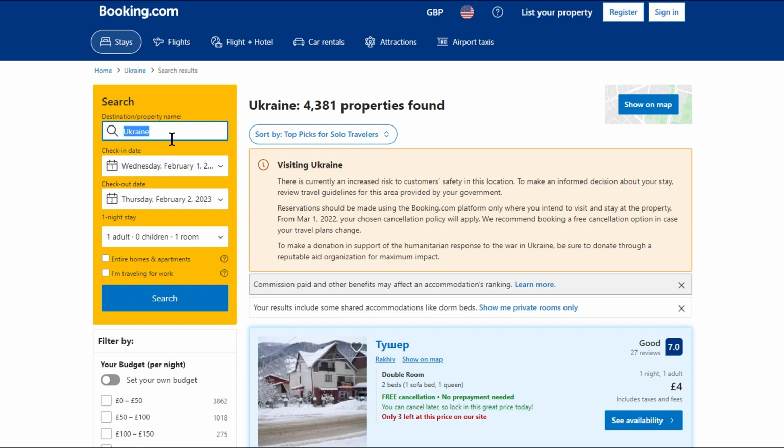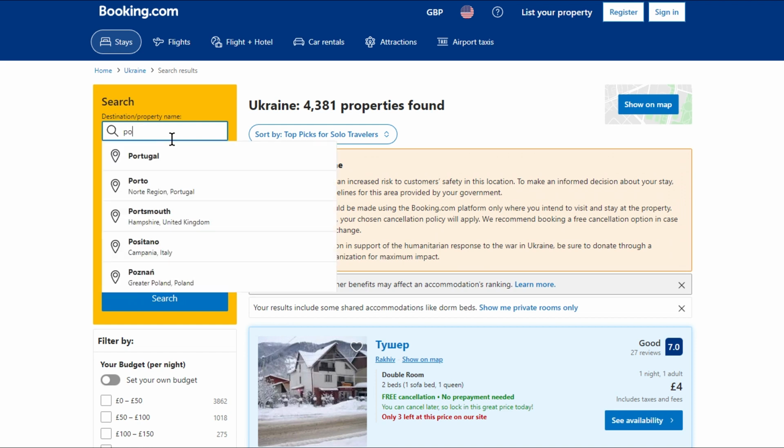Before I do that, let's have a little tangent and just take a look at what is the cheapest place in the European Union. Because Ukraine's not in the European Union, which is partly why prices are so cheap. So what do you think is the cheapest country in the EU? I'm going to say it's probably either Poland, Romania or Bulgaria. So let's start off with Poland.